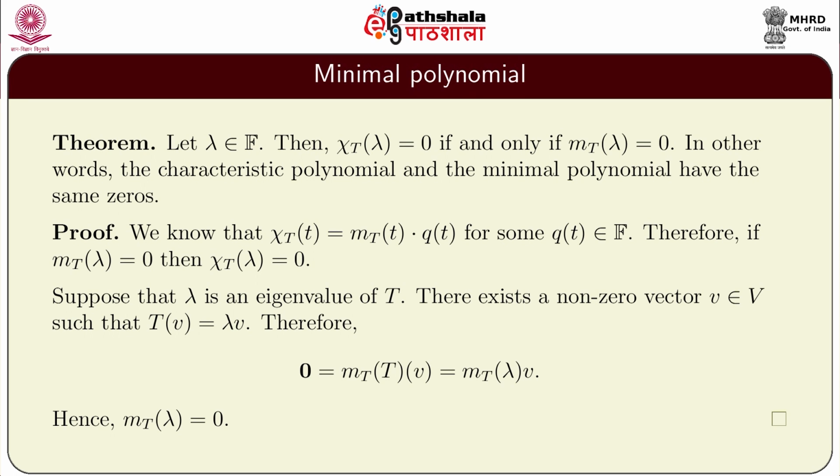We know that the minimal polynomial of T divides the characteristic polynomial of T, and that is by the division algorithm for polynomials. Therefore, we can write χ_T(t) is m_T(t) multiplied by q(t) for some polynomial q(t) over F. Therefore, if m_T(λ) is 0, then χ_T(λ) is 0.